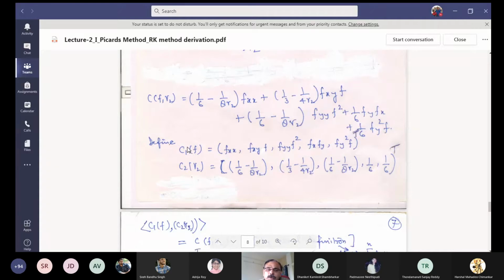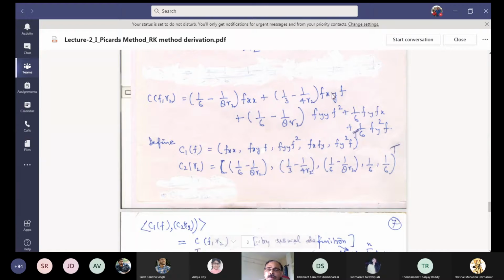One vector is your C1F. Another vector is your C2 gamma 2. One depends completely on gamma 2. The first one depends completely on F or its derivatives. The second one depends on only gamma 2. So I have taken C1F as the F part. For example, with this coefficient, your Fxx is there. So this is the first component.